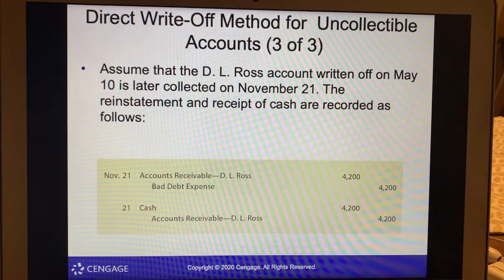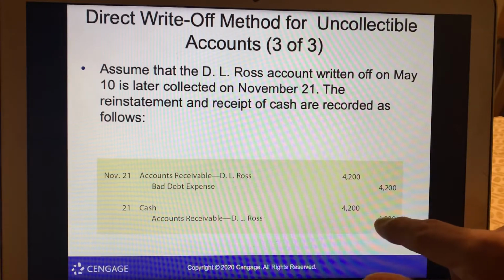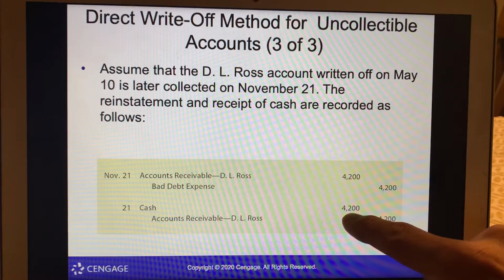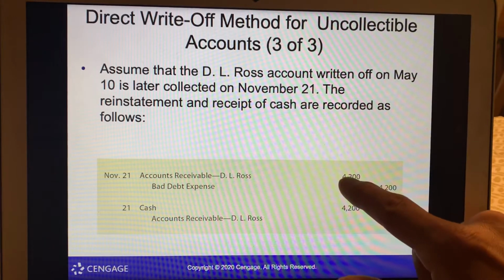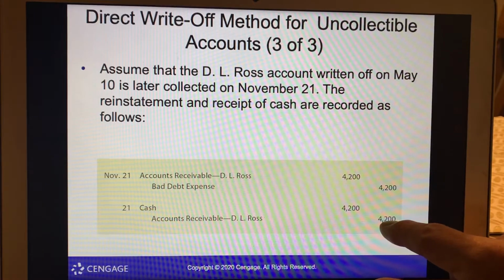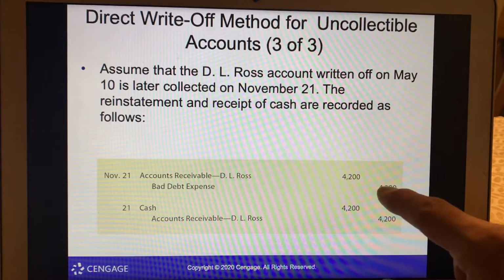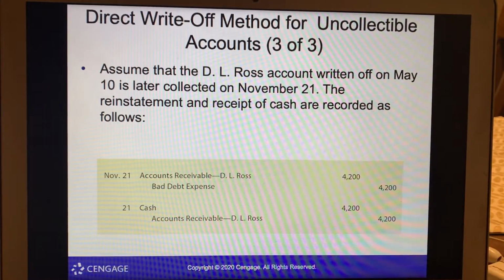So here's the direct write-off method. Here's what happened. We reinstated it. So we put this back on as cash for 4,200, and notice how that flipped. So we put it as 4,200 to take it out, okay? Because we pulled it off bad debt expense as well.